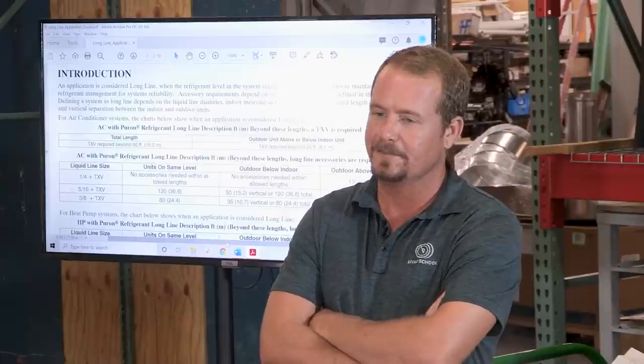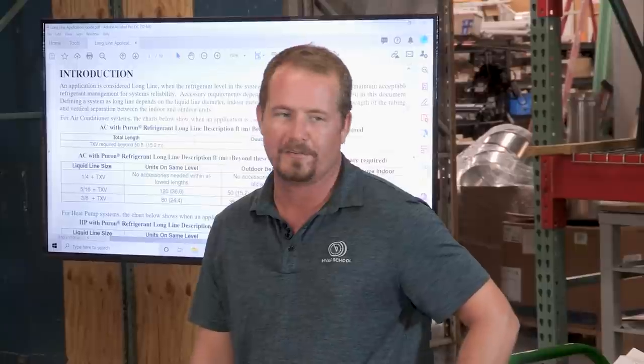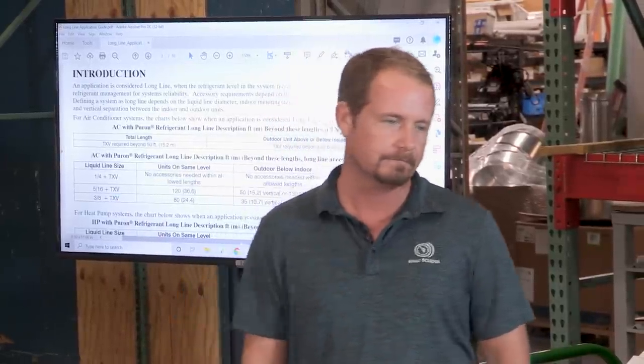Now, why would a TXV be required with long line? In this case, I wouldn't even call that long line, over 20 feet. Why would it be required? What does a TXV do to help this problem? Anybody know? When pressure's equalized, the TXV will close down. Okay.